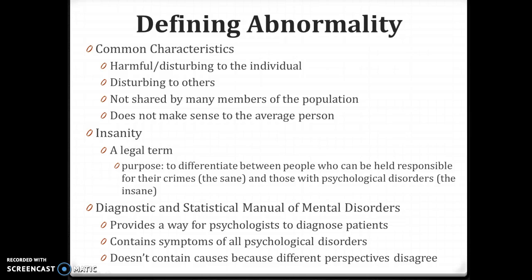So what is abnormality? Some of the common characteristics that we'll talk about are harmful or disturbing characteristics to the individual. So if it's harmful, if it's disturbing to others, not shared by many members of the population, and does not make sense to the average person. So if the characteristics follow those four things, then it's abnormal behavior.